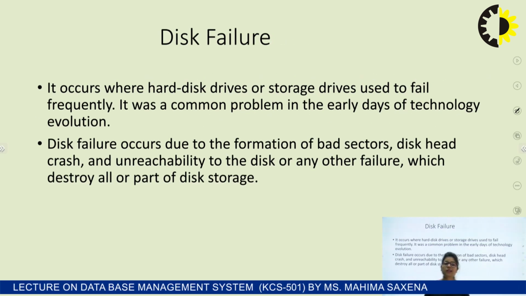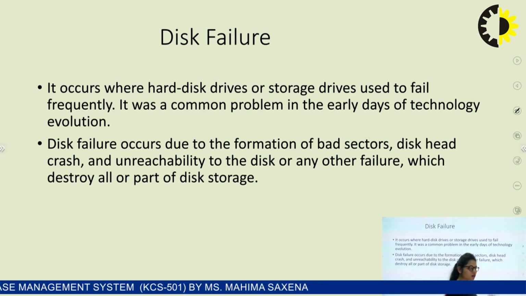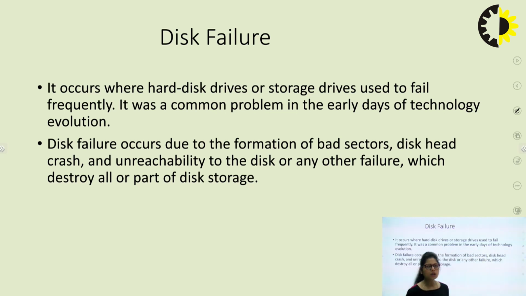The next one is disk failure. Now, what is disk failure? It occurs when a hard disk drive or storage device fails frequently. It was a very common problem in the early days of technology evolution. Right now, it's not a daily problem, but yes, it is still a problem. Disk failure occurs due to the formation of bad sectors, disk head crash, unreadability of the disk, or any other failure which destroys all or parts of the disk storage.